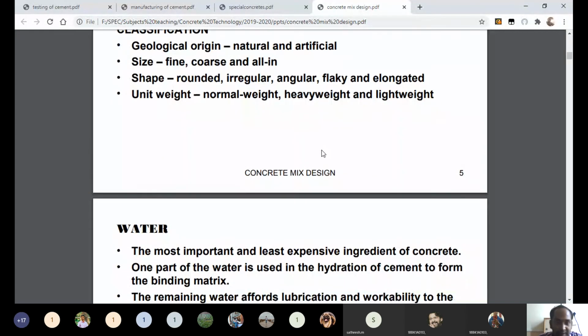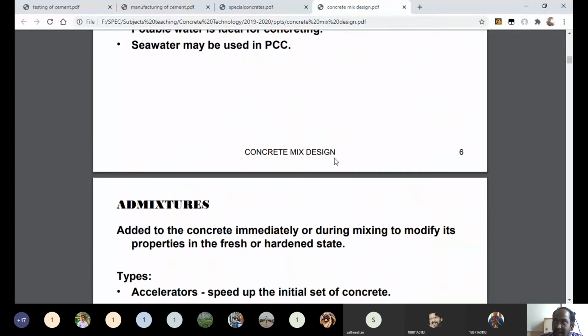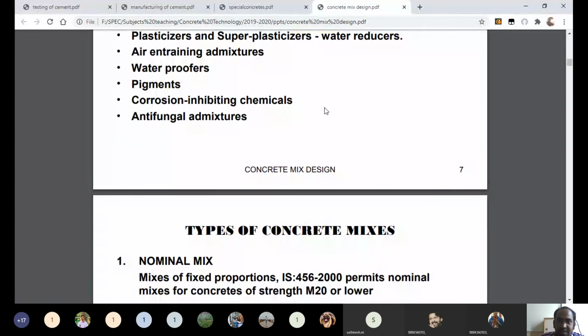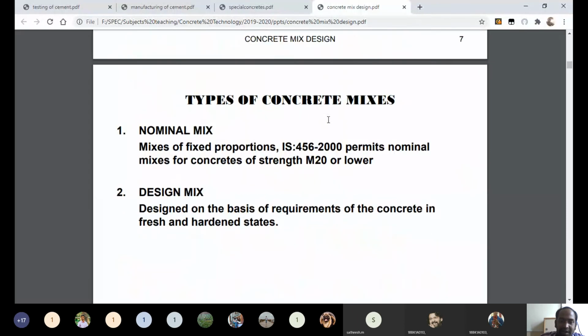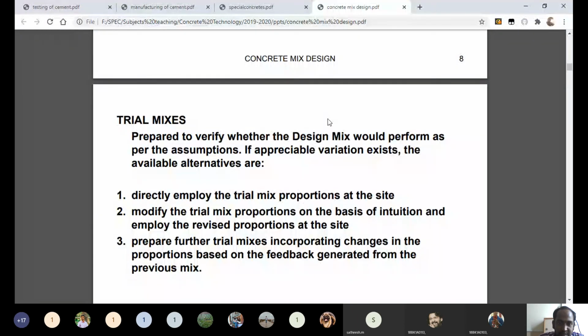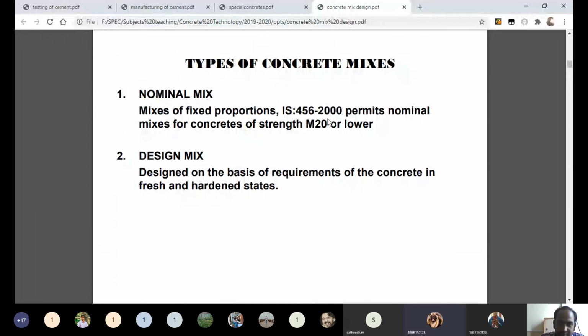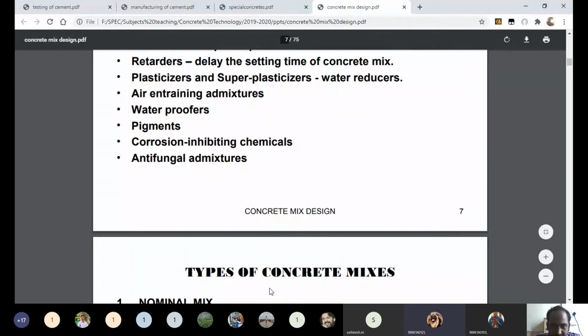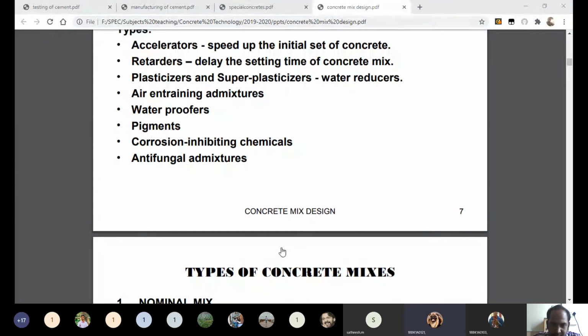And for mix design, we refer to a code book, that is IS 10262:2009. In that code book, all the details regarding mix design have been given. Which code book, sir? IS 10262. Okay. So this is about mix design.